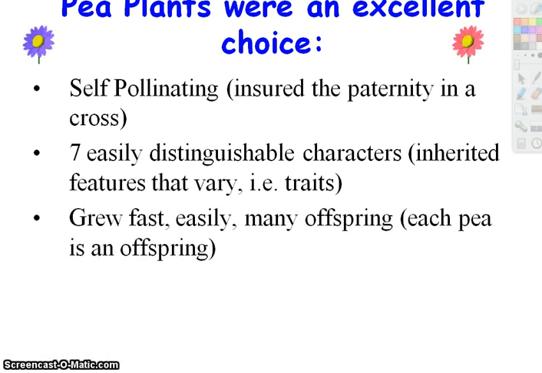And finally, and this is probably the most important thing, they grew really fast. They were very easy to grow. They didn't require a lot of maintenance, and they made lots and lots of offspring at once. Because if you think of a pea plant, its offspring are the peas that it makes. Which means if that pea plant makes 10 pods and every pod has 10 peas in it, there's 100 offspring right there that you could then plant and get the next generation going.